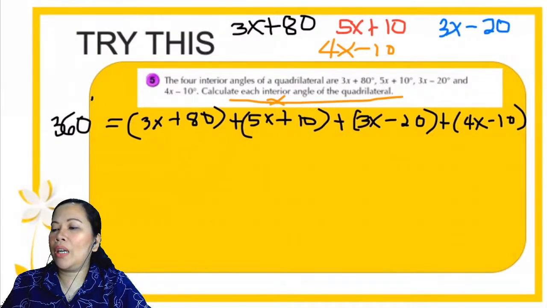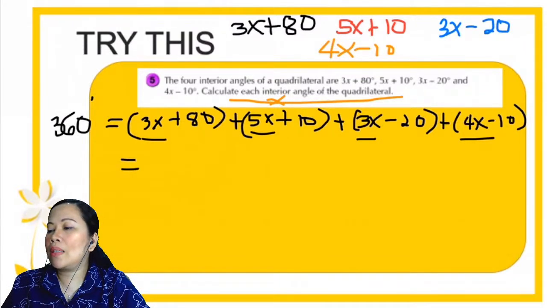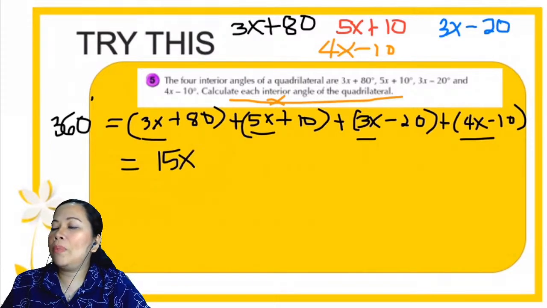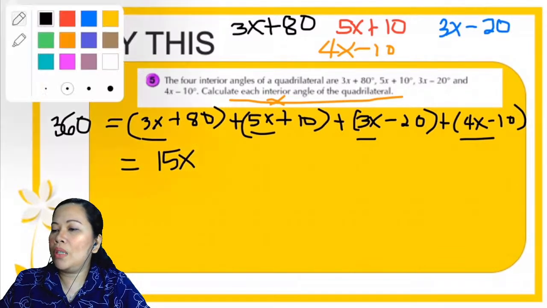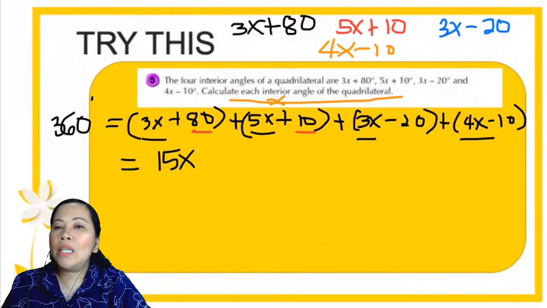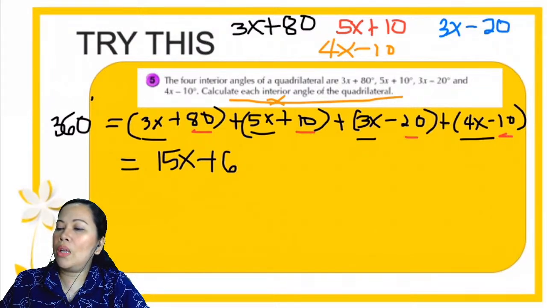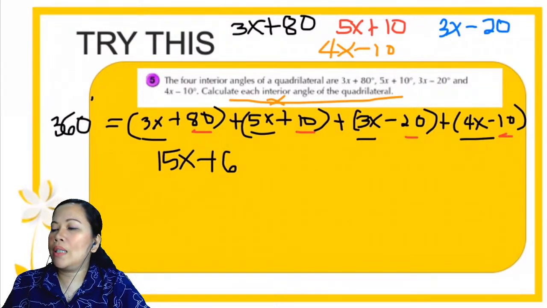What will be the value of our x? First, combine like terms: 3x, 5x, 3x, 4x together. That's 3 plus 5, 8, plus 3, 11, plus 4, 15x. 80 plus 10 is 90, minus 20 is 70, minus 10 is 60. So this will be plus 60, equal to 360.